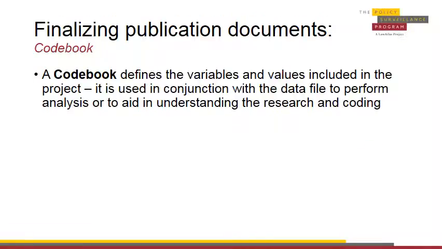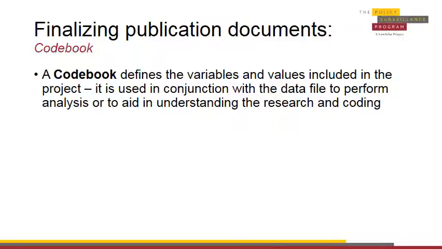A codebook is a document that defines the variables and values included in the project. It is used in conjunction with the data page to perform analysis or to aid in understanding the research and coding. Writing a codebook consists of listing each question in a project and defining what responses the variable labels in the data page correspond to.